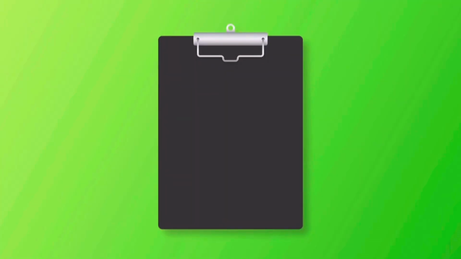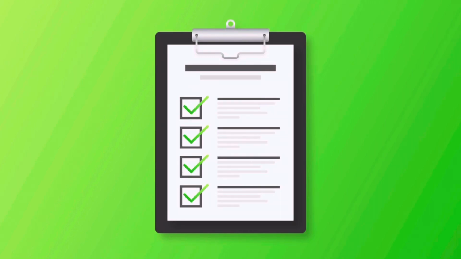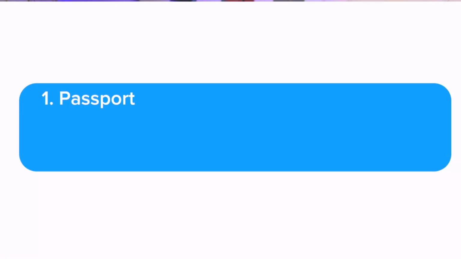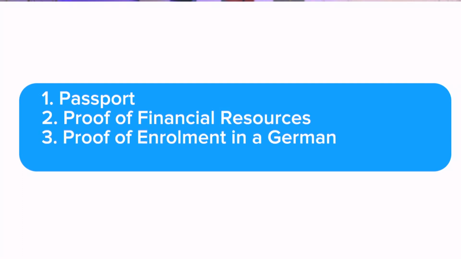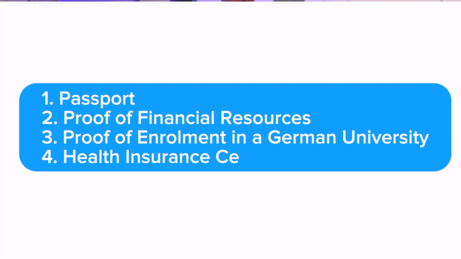After reviewing the requirements, set up an appointment by following the steps mentioned on the embassy website. It is important to note that in some countries the visa slots can fill up quickly, so act fast. Before your visa appointment, ensure that you have all the necessary documents with you, and it includes your passport, a proof of financial resources, a proof of acceptance in a German university, and a health insurance certificate.